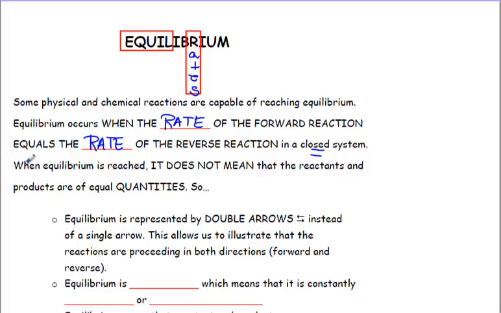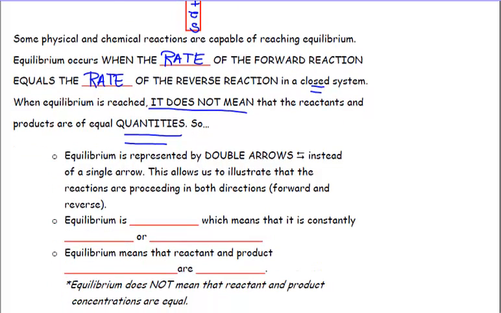When equilibrium is reached, it does not mean that the reactants and products are of equal quantities. This is very, very important. So equilibrium is represented by double arrows that look like this, okay, instead of a single arrow. This allows us to illustrate that the reactions are proceeding in both directions, forward and reverse. Equilibrium is dynamic, and that's why we say dynamic equilibrium. It is dynamic, which means that it is constantly changing or fluctuating in either direction.